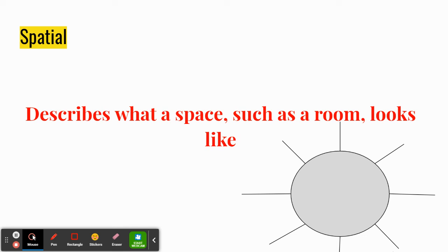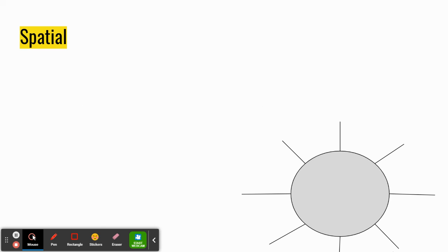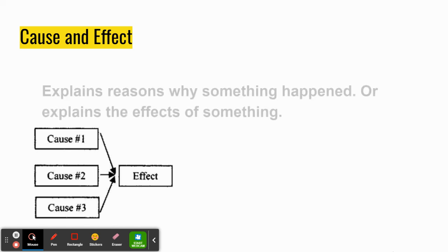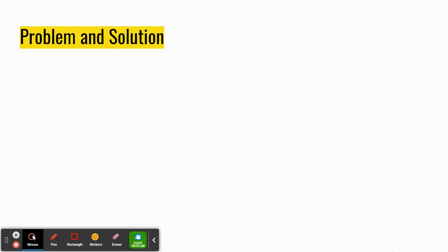Okay, so our 6 text structures, going back through them really quickly. Chronological comes in what order? Time order. Excellent. Next one we did was sequence, and that gives you what? Steps on how to do something. Next one we did was cause and effect. What does that do? Explains reasons why something happened. Awesome job. Or the effects of something.